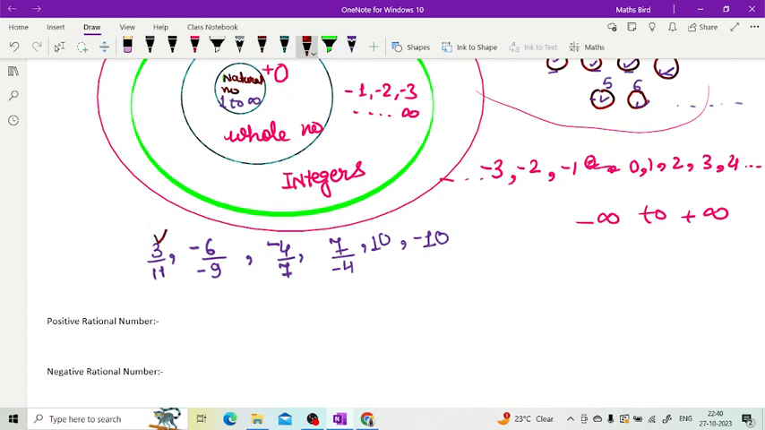Very good. This is the positive one, so this is a positive rational number, correct? And this is the positive one, this is a positive rational number, correct? Now negative, minus 10, this is negative, so this is a negative rational number. 7 by minus 4, negative, that means this is a negative rational number. This is also negative, this is a negative rational number. But the question arises here, minus 6 by minus 9, now this is a rational number.